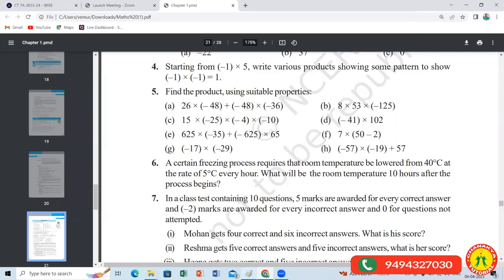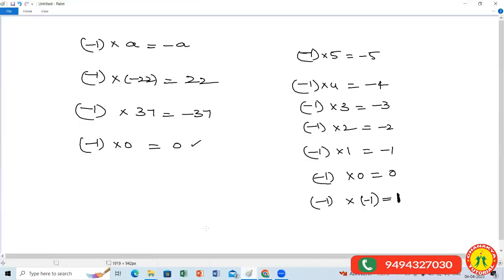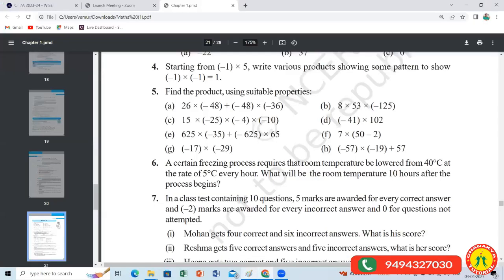Very good. Come on, children, use the distributive property. One by one, who will say? Raise the hand. Varshit, you can answer this question. Then we will go forward with Kritvik, then Anubhav. Fifth bit, first one. 26 multiplied with minus 48, then plus minus 48 multiplied with minus 36.